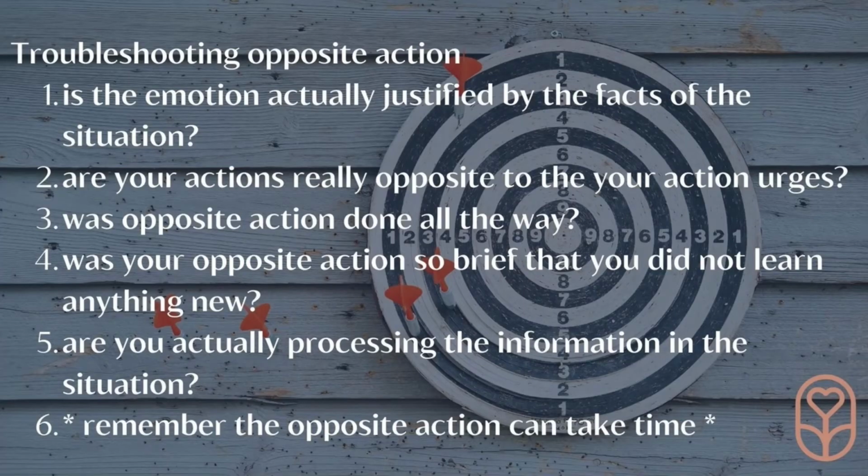When opposite action is not working, there are 5 ways to troubleshoot. First, ask, is the emotion actually justified by the facts of the situation? If the emotion is justified by the facts, problem solving could be a better way to reduce the emotion. Second, are your actions really opposite to your action urges? Third, was opposite action done all the way?